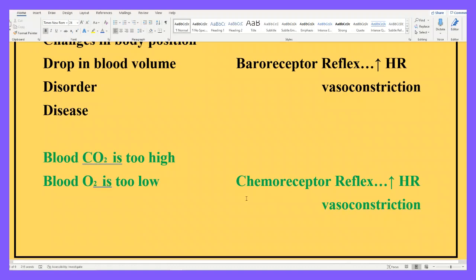If your blood CO2 is too high or your blood O2 is too low, chemoreceptors in the same locations, aortic arch and carotid sinus, will send information to your medulla telling it we need blood pressure to go up. We have to spit out that CO2 and get in some O2. So the chemoreceptor reflex will increase your blood pressure by increasing heart rate, norepinephrine, vasoconstriction, sympathetic division. That's the chemoreceptor reflex. You're not going to see that in minute-to-minute regulation as much as the baroreceptor reflex, but these are both nervous system, very quick, lightning-fast reflexes to change your blood pressure.